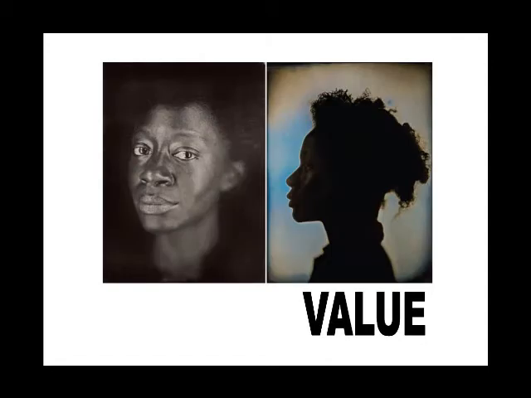Let's start out with value. Remember that value is the lightness or darkness of an object. Sometimes artists use the lightest area of the picture, contrasting with darker areas to create that point of emphasis and to highlight one area. Sometimes they do the opposite. So let's look at 2 examples of that.